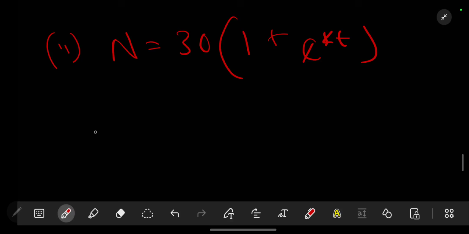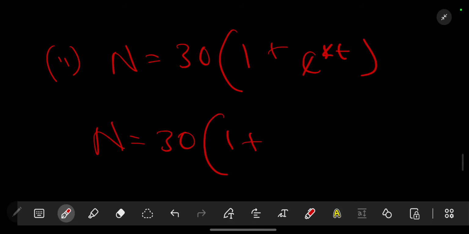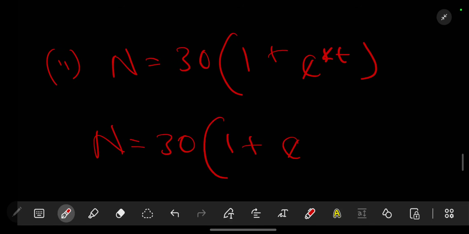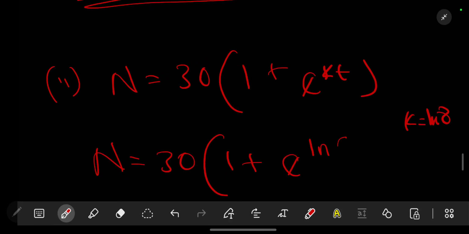So what we are going to do is we are just going to replace. So we have our 30 like that. So how many are used, meaning we are looking at n. So we have 1 plus e, then what is our k value? Remember k is equal to the ln of 8, so we are going to put the ln of our 8, then we have times our t like that.